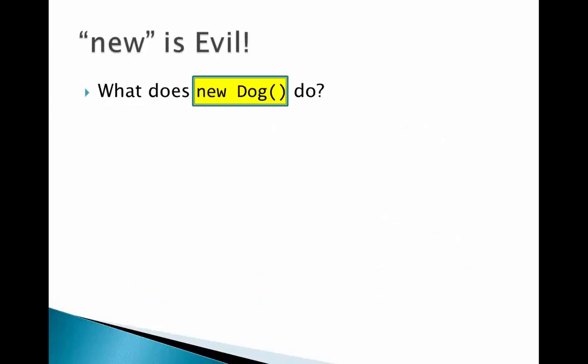What does new dog do? It's not a trick question. It creates a new instance of dog. Okay, now why might that be bad? You have to create objects, right? But why might it be bad to say new dog in your code?